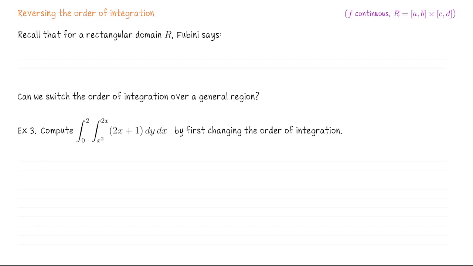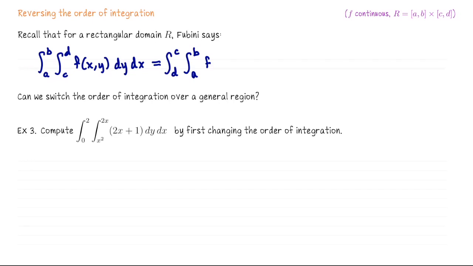Sometimes it's advantageous to take an integral which is written as dx dy and integrate it as dy dx if it's possible, or vice versa. This is called reversing the order of integration. We already saw from Fubini's theorem that over a rectangular domain, you can always reverse the order of integration. So if I want to integrate from a to b, integrate from c to d, f of x and y dy dx, over a rectangle, all we do is switch the outer bounds and switch the differentials. So we can say this is the integral from c to d, the integral from a to b, f of x and y dx dy.